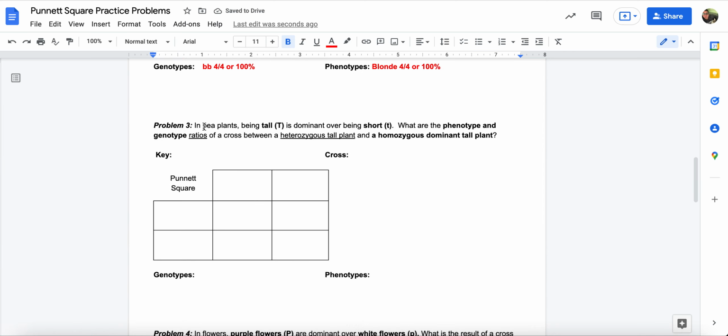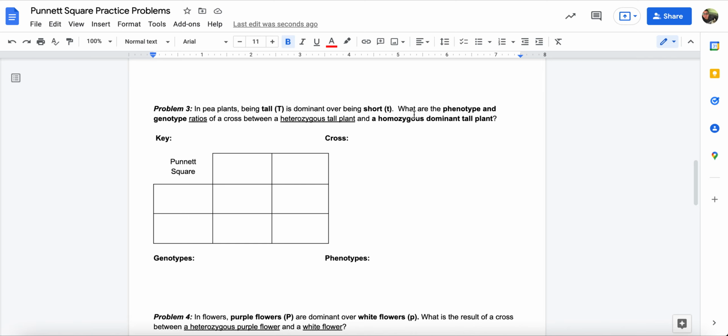Moving on to problem 3. So this is a different piece of information. We can't use the same key, so we're going to make a new key. So in pea plants, being tall, capital T, is dominant over being short. So when we go to make our key, we've got 2 capital letters. That's going to be tall. This is our homozygous dominant.